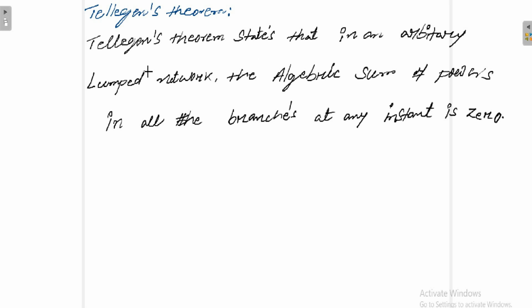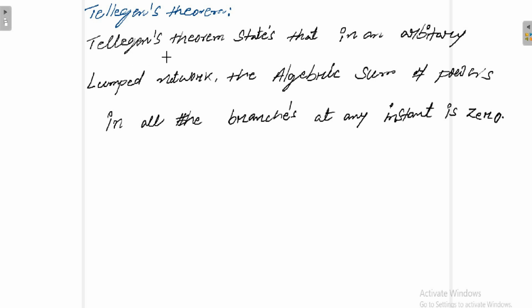Hello students, let us see a new theorem, that is Taylor's theorem. So what does this Taylor's theorem state? This Taylor's theorem considers power. Here we are going to find the power delivered or power absorbed by the element.